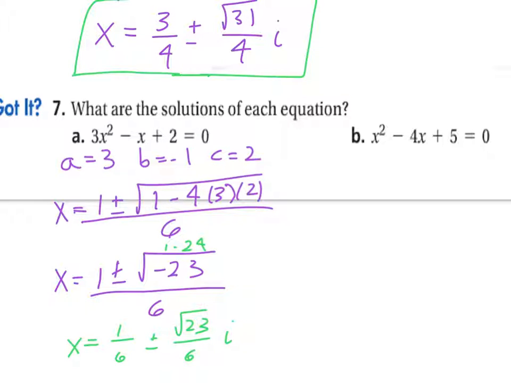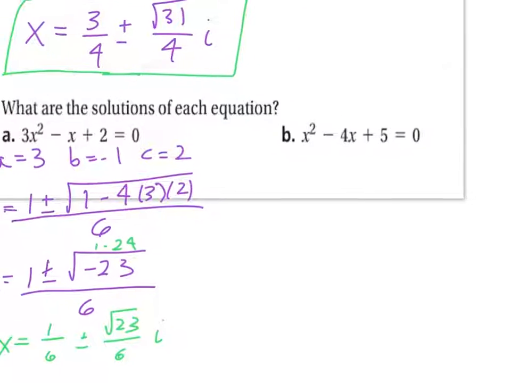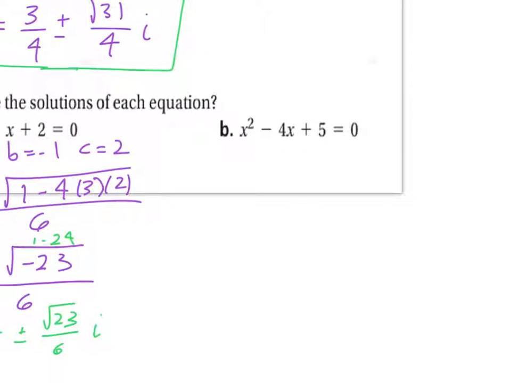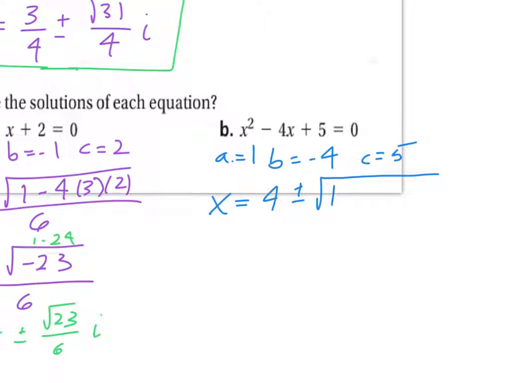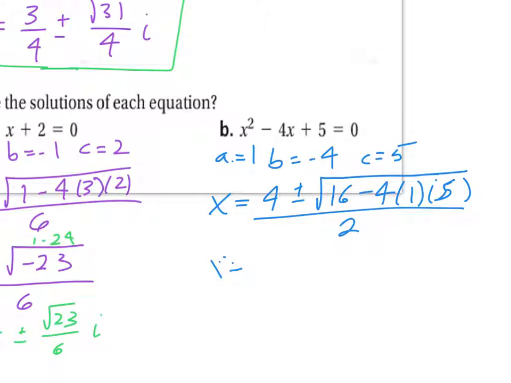Same sort of thing for part B here. So a is 1, b is negative 4, and c is 5. Now, let's go ahead and plug that into the quadratic formula. So opposite of b, plus or minus the square root, b squared is 16 minus 4 times 1 times 5, all over 2 times 1, which is 2. So x equals 4 plus or minus.